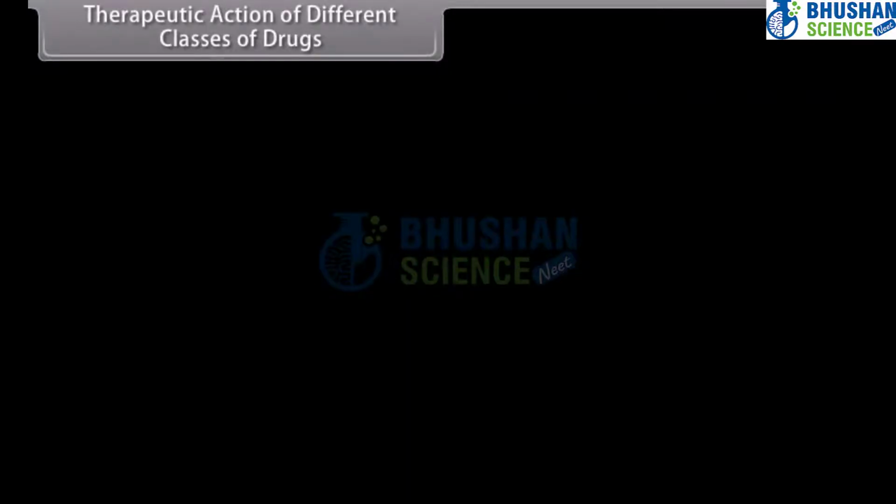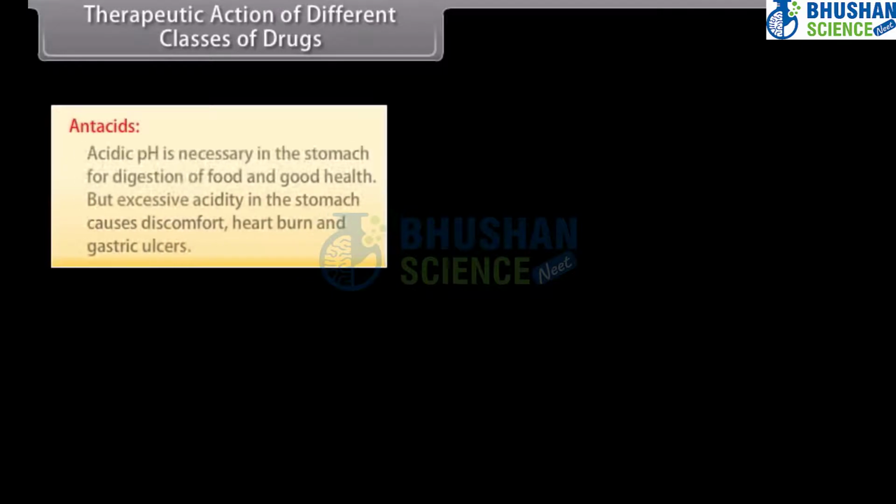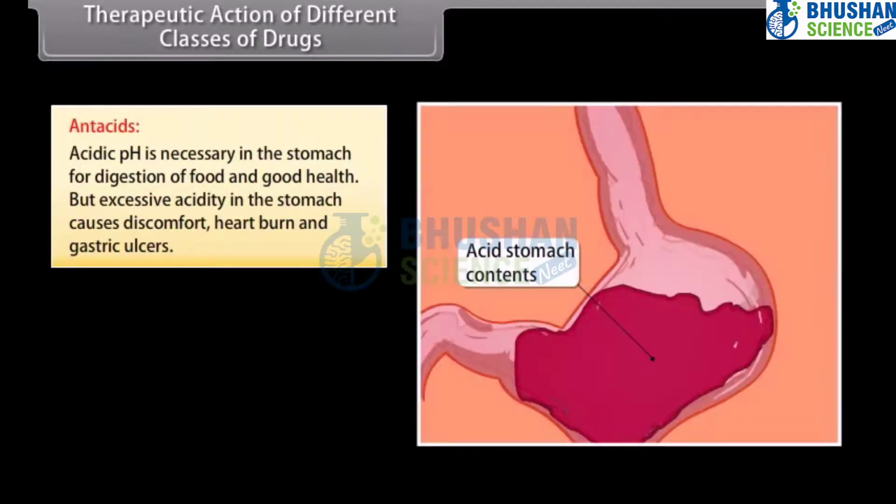Therapeutic action of different classes of drugs. Now we'll discuss the therapeutic action of few important classes of drugs. Antacids. Acidic pH is necessary in the stomach for digestion of food and good health. But excessive acidity in the stomach causes discomfort, heartburn, and gastric ulcers.